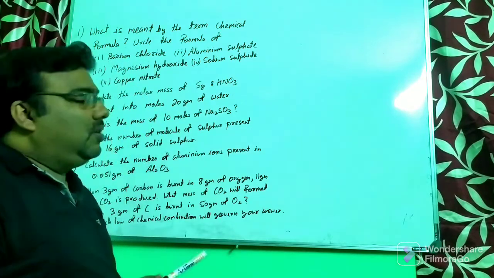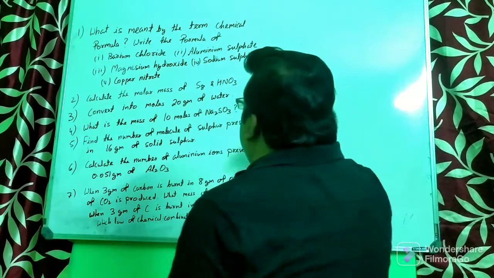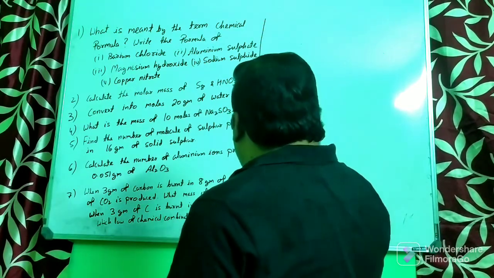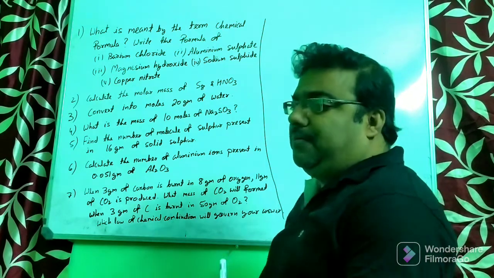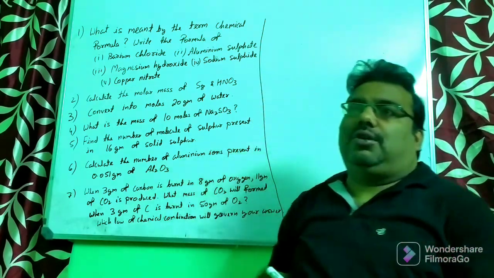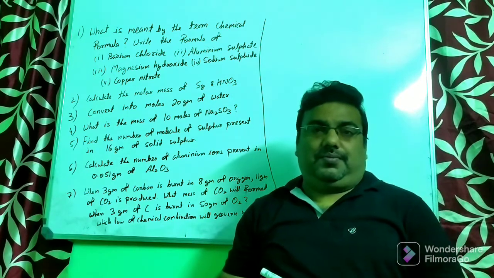So now let us start with the remaining important questions of atoms and molecules. We will discuss each question one by one. The first one is: what is meant by the term chemical formula? The chemical formula is the symbolic representation of a compound.